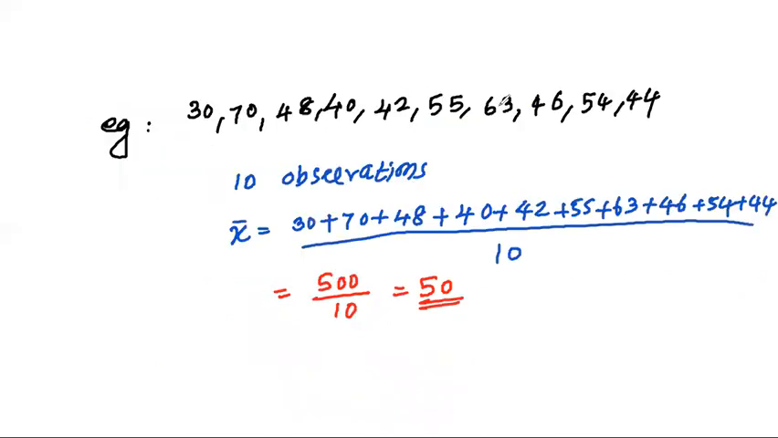Here you can see that there is an example. This is an example for ungrouped data. 10 observations are given. We know that in order to find the mean of this type of ungrouped data, we have to add all the observations divided by 10. It will give you 500 by 10. We are getting X bar. The mean of the given data is equal to 50.